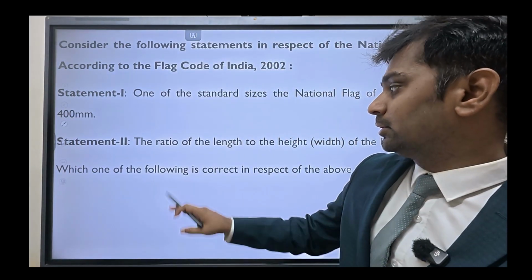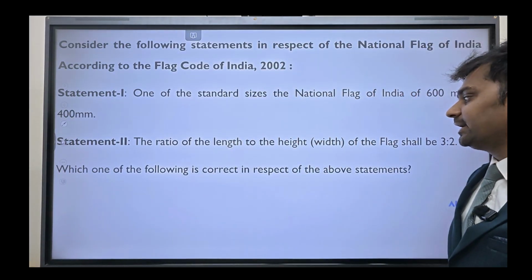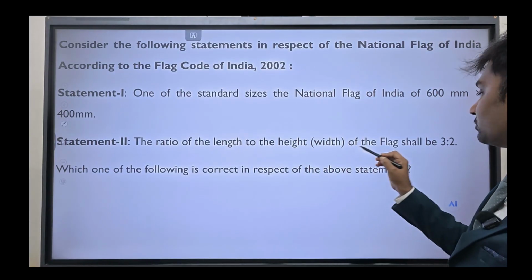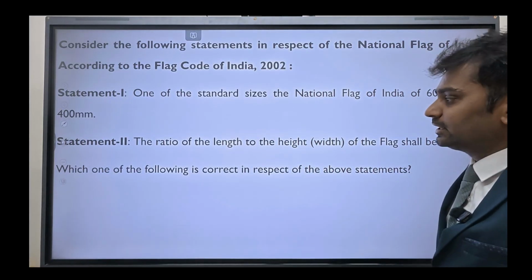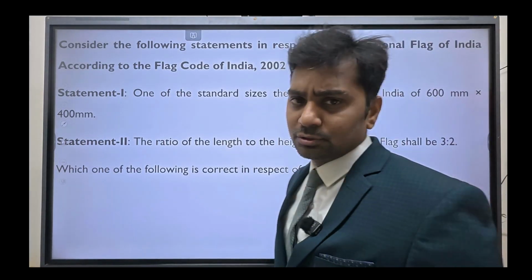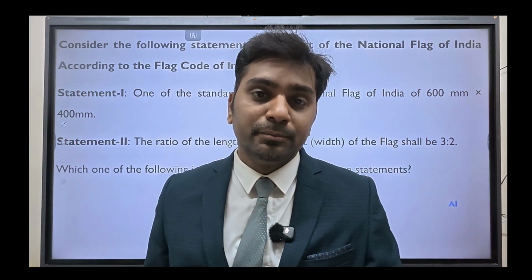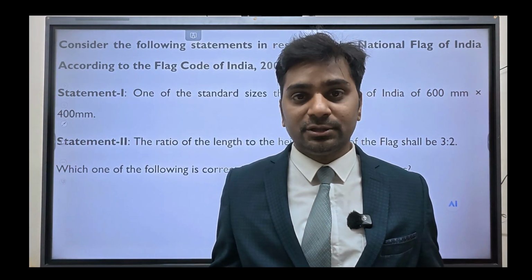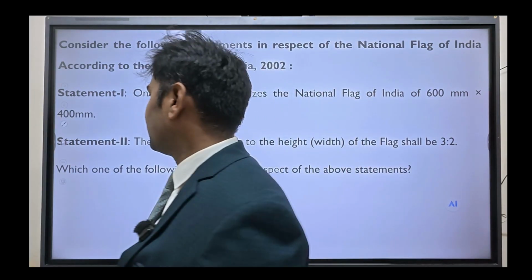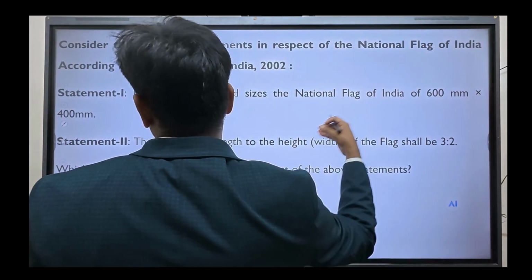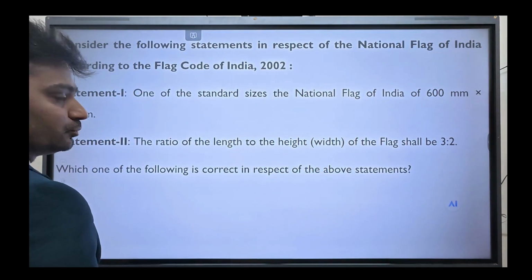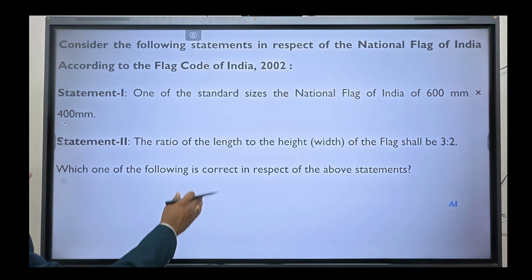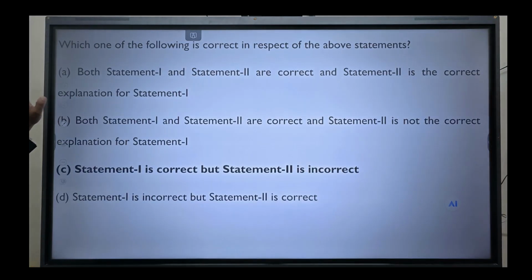But let's look. The ratio of the length to the width, that is height, should be 3:2. This we know. The length and width ratio of the Indian national flag has to be 3:2. That everyone knows. But the majority of people think that 600 into 400 is also 3:2. Hence both become correct. But the first statement is incorrect.